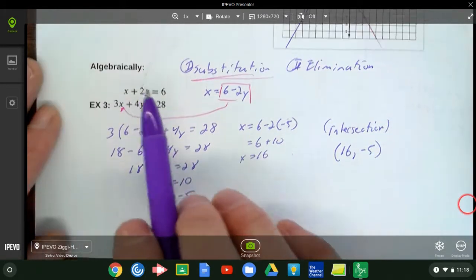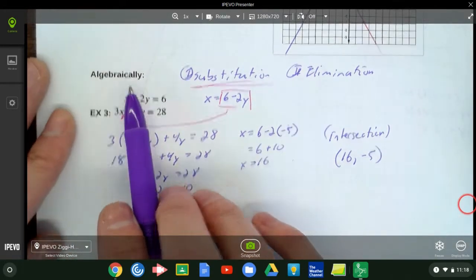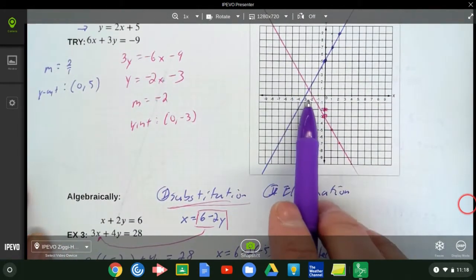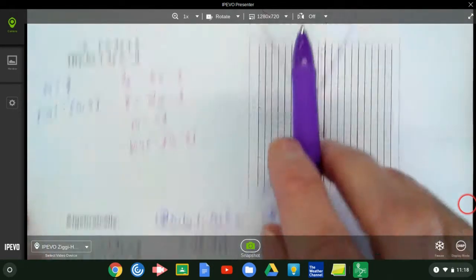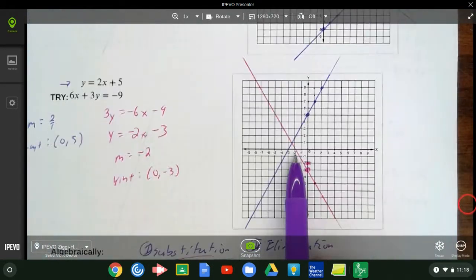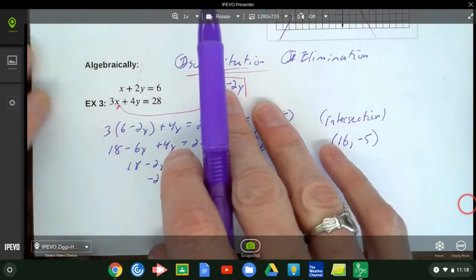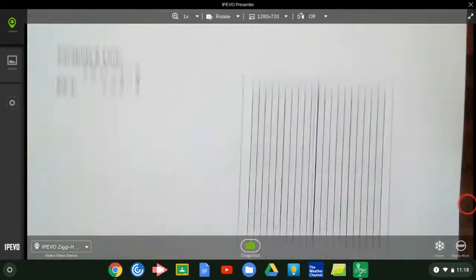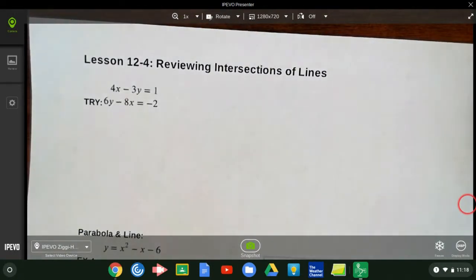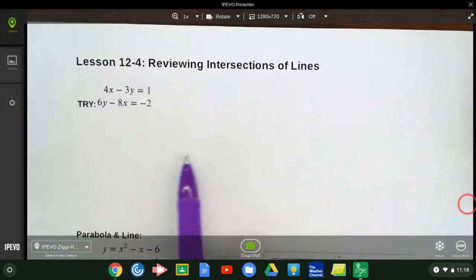So the algebraic method will work all the time. The graphing method, not always going to work for us, right? We saw two examples here where the graphing method didn't work, but I can get an algebraic answer, even if it comes out as fractions. So why don't you try one of those? Try an algebraic method and solve this problem here.